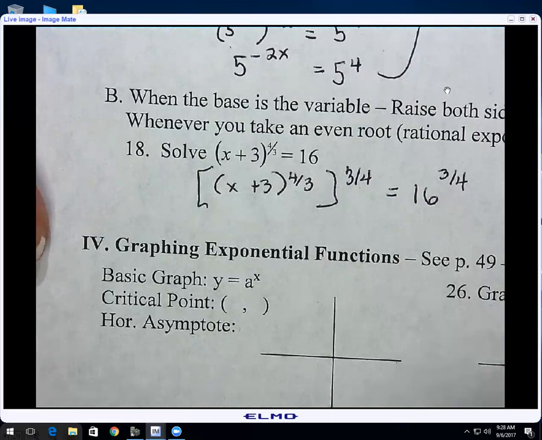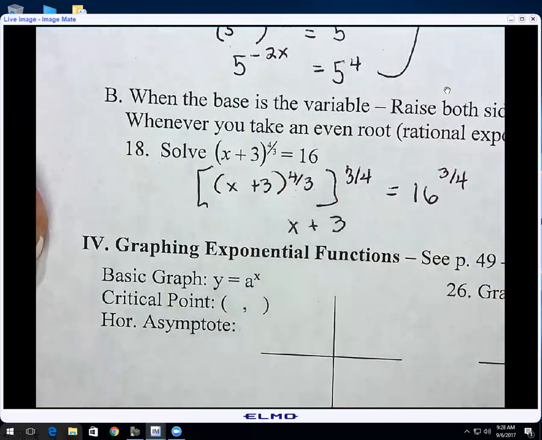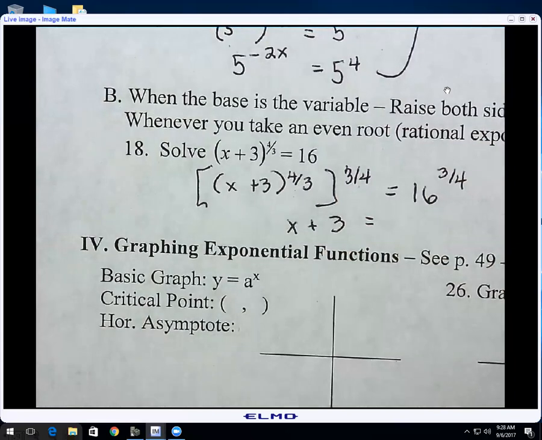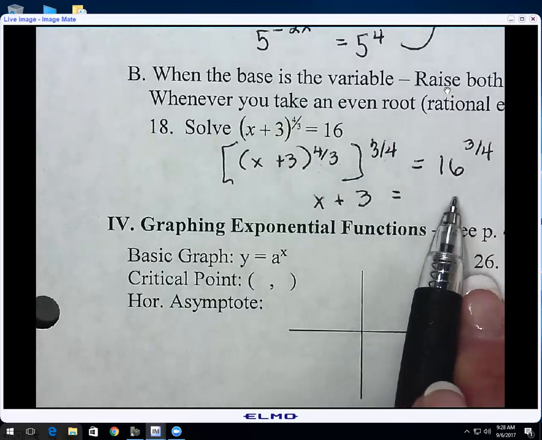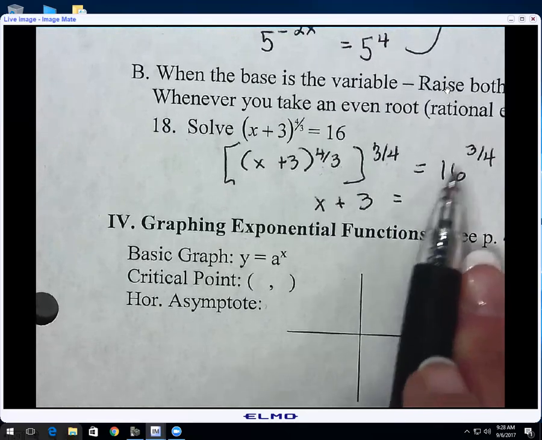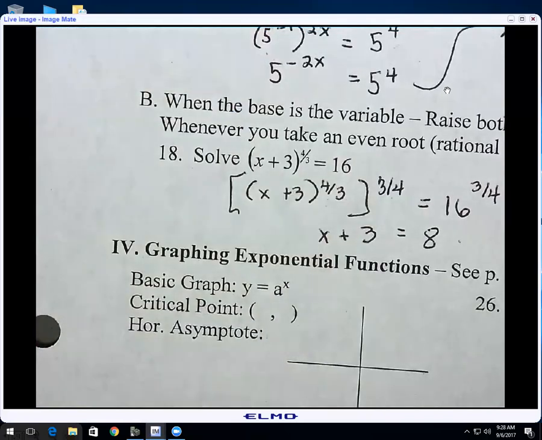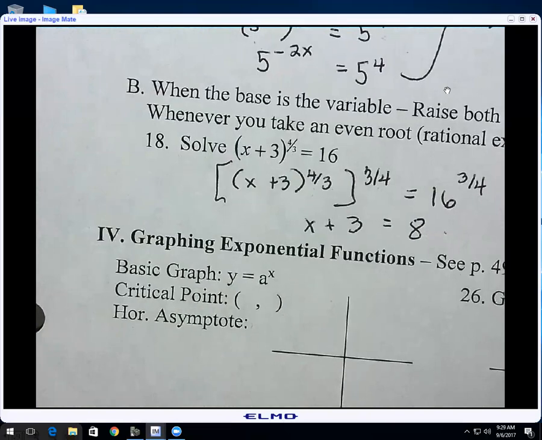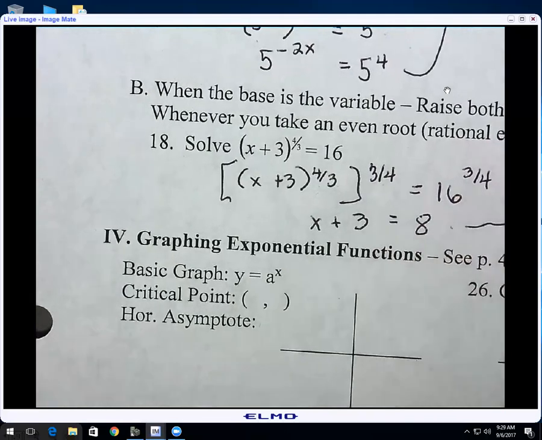That left-hand side is going to simplify to just x plus 3 because 4/3 times 3/4 is just 1. What does that right-hand side mean? If you wrote it with a radical, what does that mean? 4th root of 16, which is 2, and then cubed, which is 8. I wrote 8, I said 3. And then just subtract 3 from both sides, and you have the solution x equals 5.